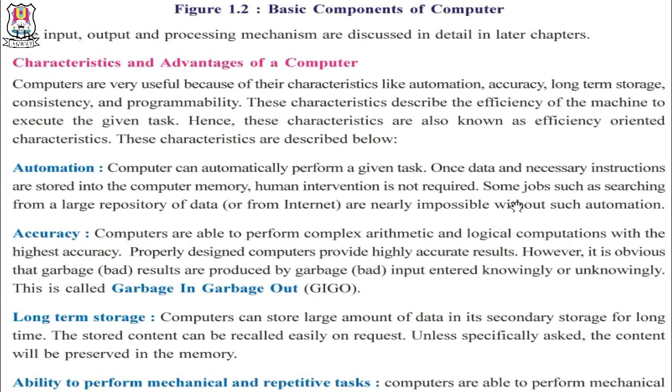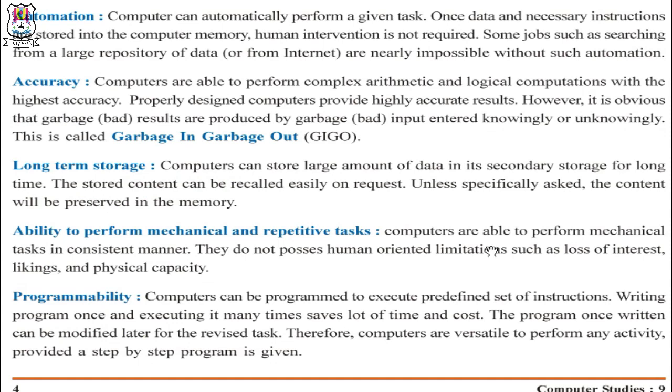Automation. Computers can automatically perform a given task once data and necessary instructions are stored into computer memory. Human intervention is not required. Some jobs such as searching from a large repository of data or from the internet are nearly impossible without such automation.